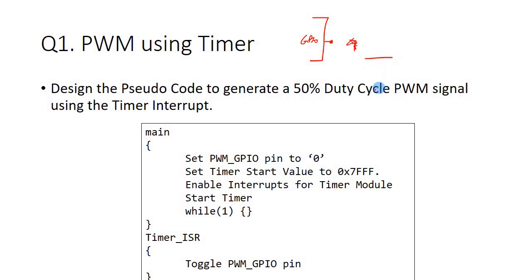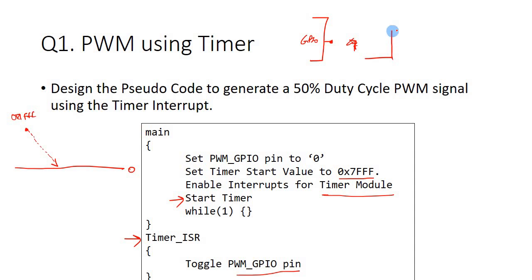So initially it's going to be low, and we're going to set the timer start value to 0x7FFF. And we're going to enable interrupts for the timer module. Once I say start timer, what happens? The timer hardware will start to count down, and when it hits 0, it will jump to this ISR. When it jumps to the ISR, what I need to do is toggle the PWM GPIO pin. So I will toggle it.